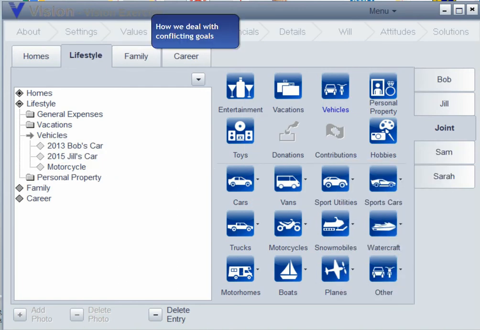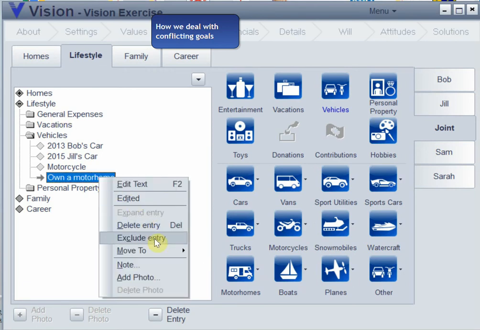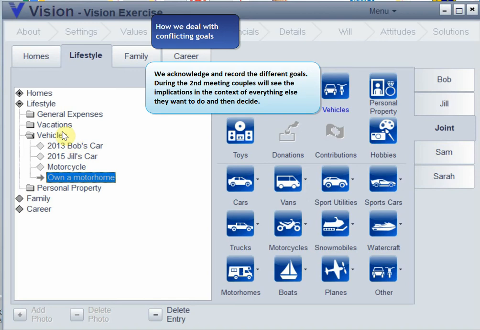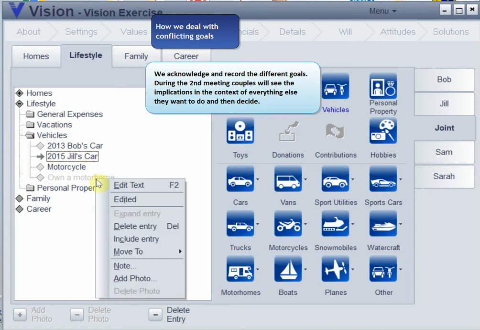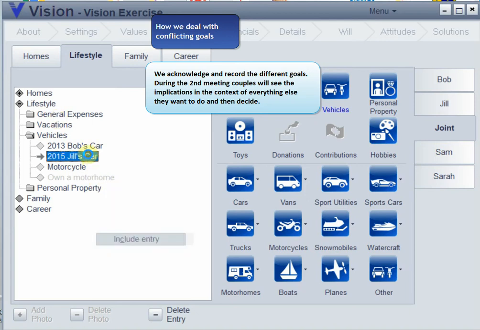So this is how we deal with conflict goals. We just include them in the plan. So if somebody, for example, wants a motorhome in retirement, we can just add it in here. And then what we'll do, although it's in, we'll actually now come and exclude it. So it's there, and it's in the plan, but there's no financial connected to it. And then when we get together during the second meeting, we'll run 2 plans, one without the motorhome, and then one with the motorhome. And then they can decide if the motorhome makes sense when it's been incorporated into everything else that they'd like to have and do.